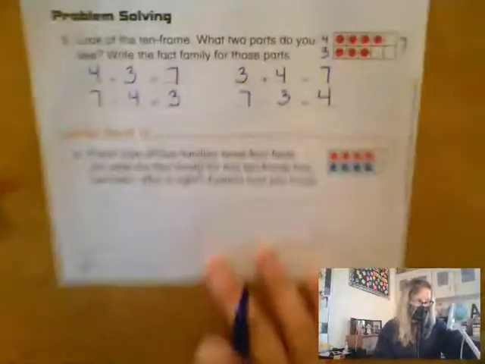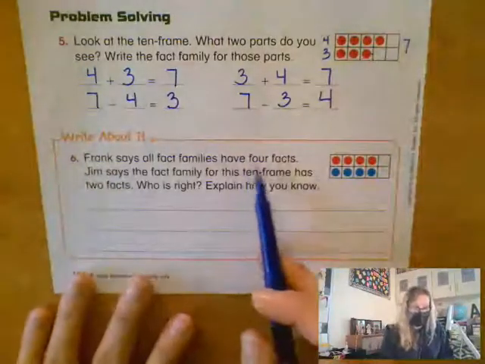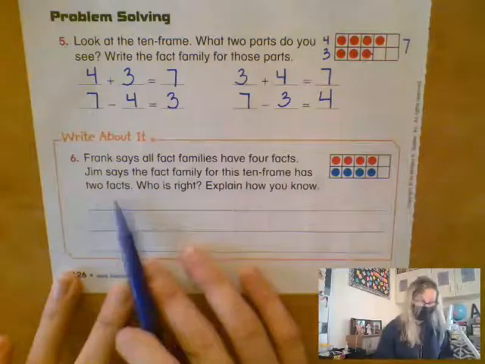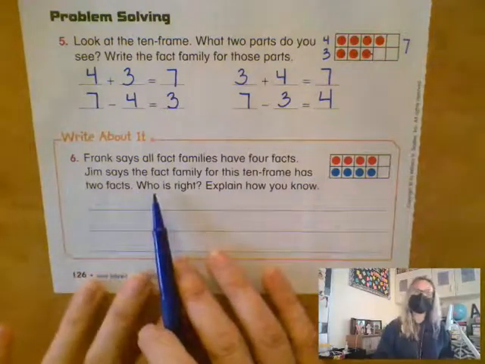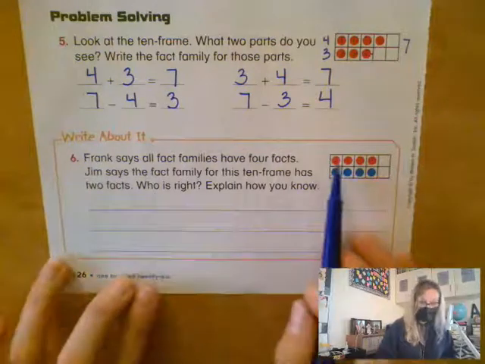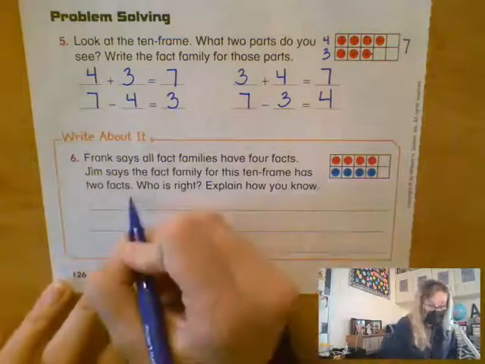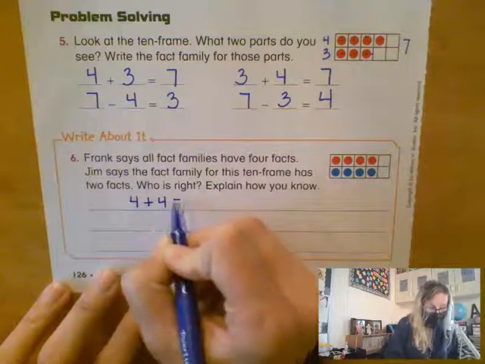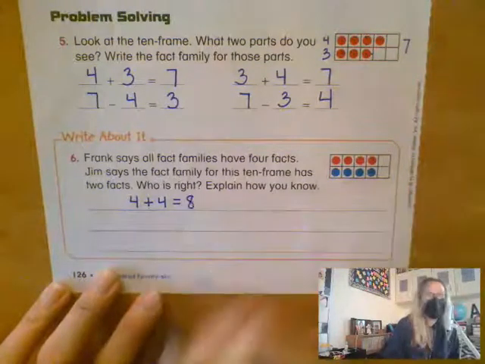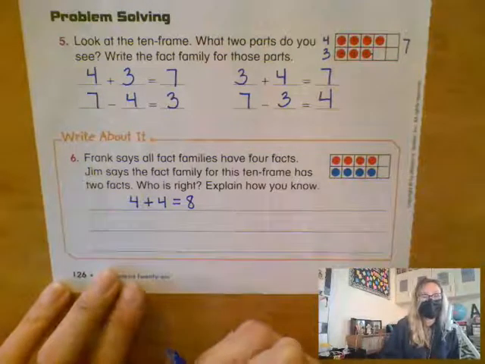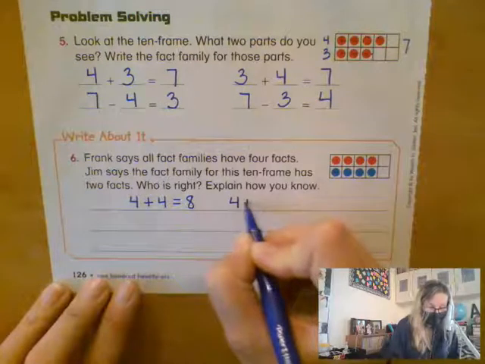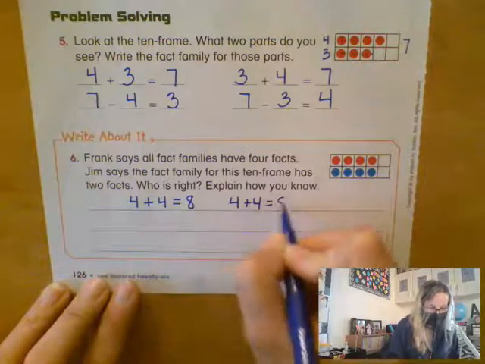Down here at the bottom, Frank says all fact families have 4 facts. Jim says the fact family for this 10 frame has 2 facts. Who is right? Well, let's think about it. Here I have 4 red plus 4 blue equals 8 altogether. If I flip-flopped my 4s, I would have 4 plus 4 equals 8.